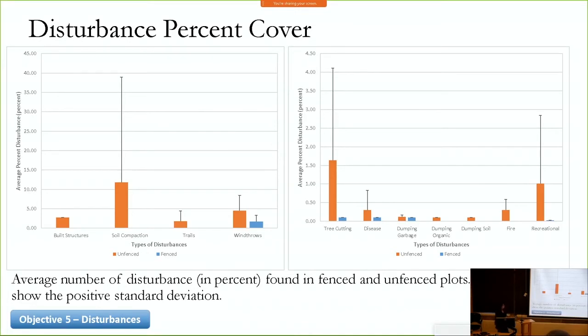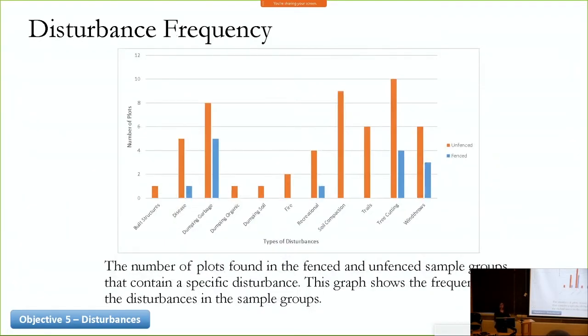I also just decided to do a count, a frequency of the different plots to see what's happening. And you can see that, again, a lot more of the disturbances are found in the unfenced plots compared to the fenced plots. For example, this soil compaction especially is very interesting because of the implications it has on the regeneration layer and other vegetation.